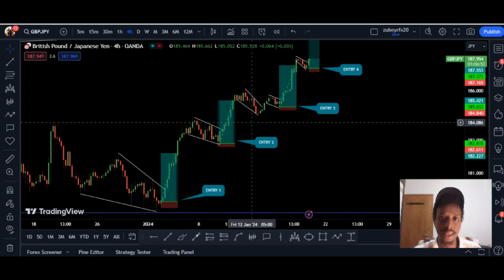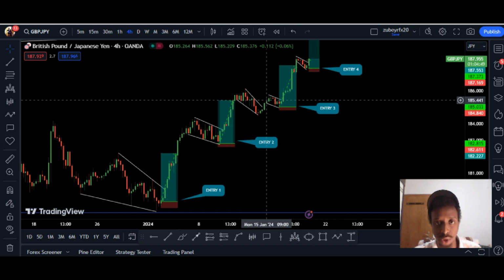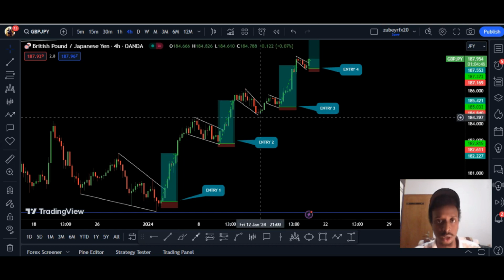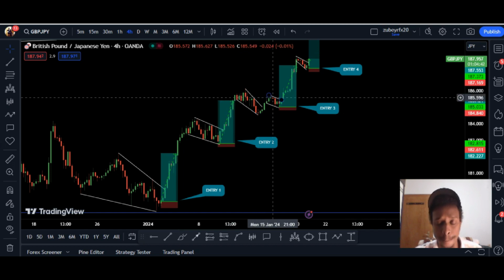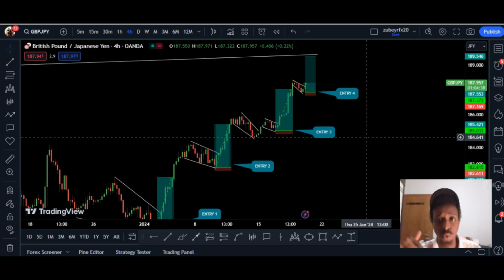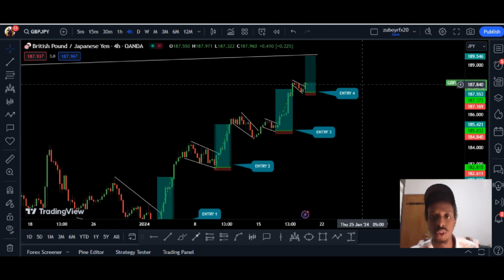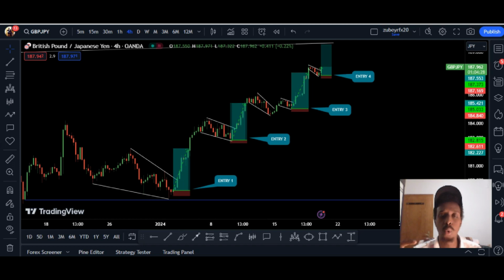Then we get the second entry here. What happened next was we get another correction here. After that, we get a little impulse and correction, and then our third entry. And today, 18 January, 2 hours from now, we get our fourth entry. So guys, you can see how solid the pure structure we have in here.